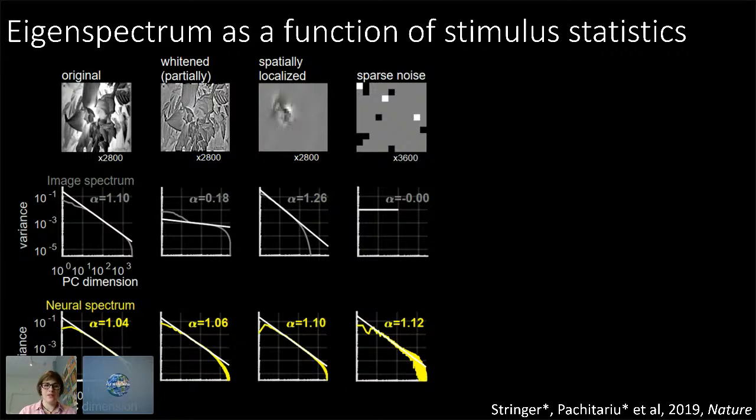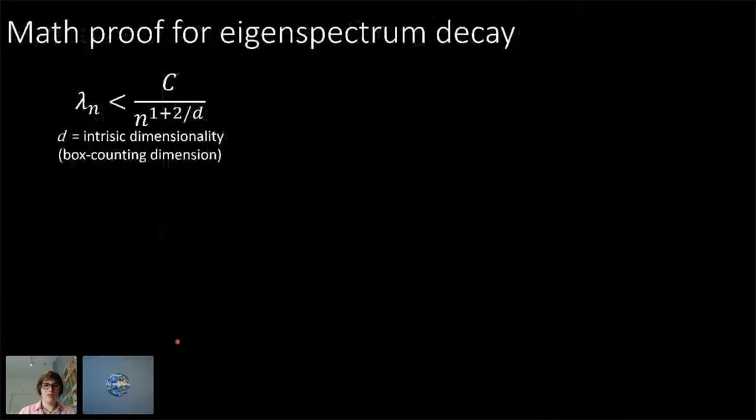So we came up with a hypothesis for what this bound is on the eigenspectrum. Why is it decaying as 1/n to the alpha? Why didn't it get more flat, for instance, when we whitened images? We propose that there's a bound on the eigenvalues, so eigenvalue n, as n goes to infinity, such that the eigenvalue has to be less than n to the 1 plus 2/d, where d is the intrinsic dimensionality of the neural manifold, of the neural responses.